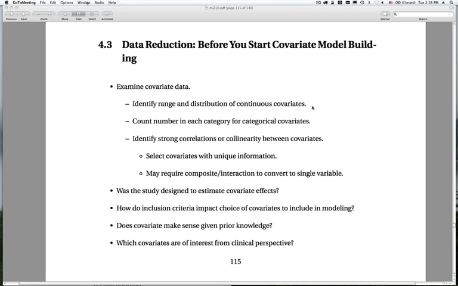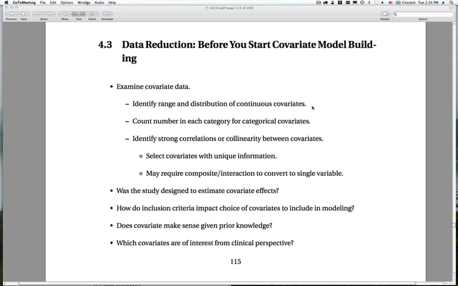Was the study designed to estimate covariate effects? Do you have an adequate support here? Most of the time, we haven't designed our studies to estimate covariate effects, so we've got to be careful about the power and the information content in the data. How do inclusion criteria impact the choice of covariates? Have you excluded everybody with poor renal function, for example?